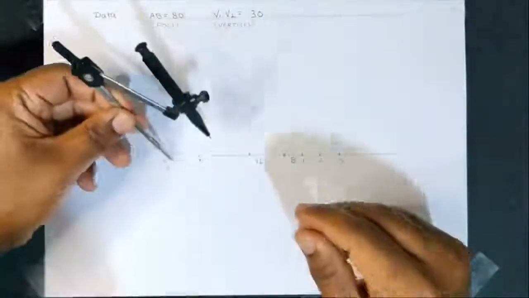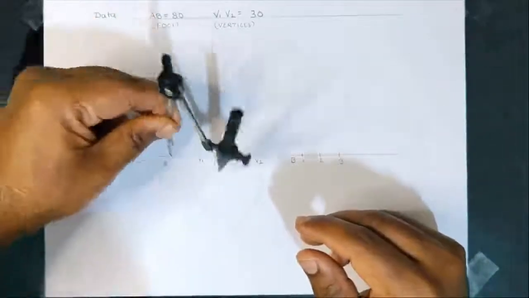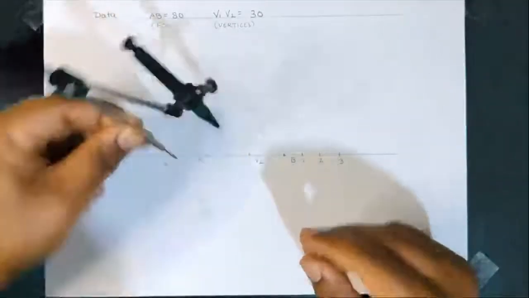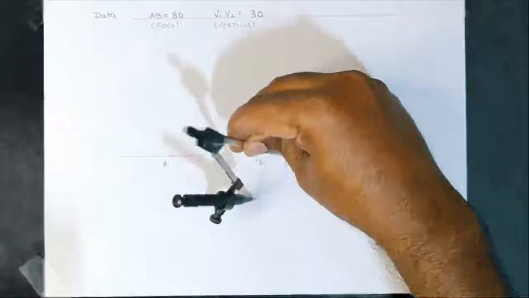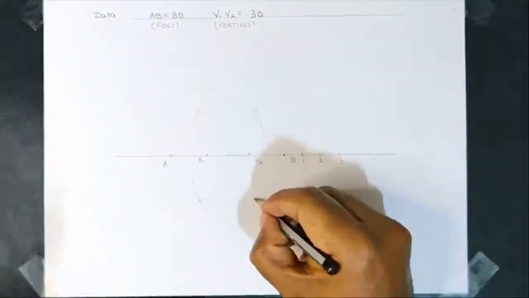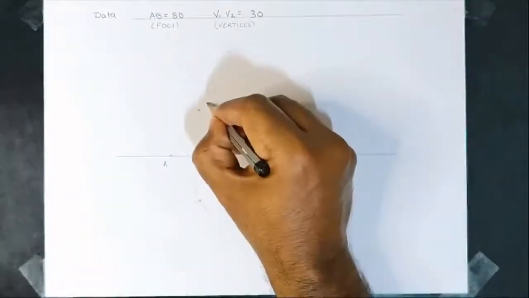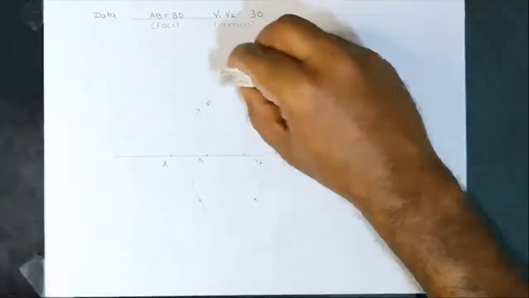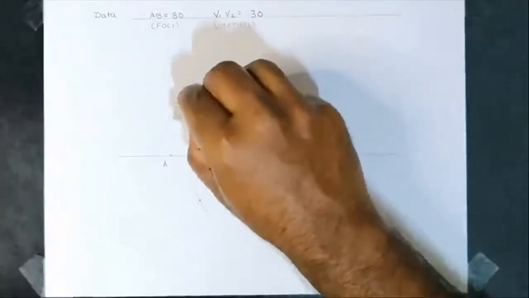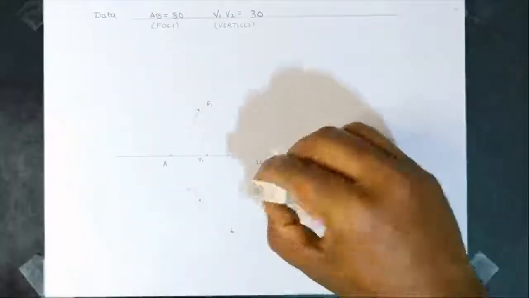I've taken the distance, kept it on A and found the intersecting arcs above and below V1 and V2 respectively. So I get 4 intersecting points that lie on the hyperbolic curve. I erase the unnecessary arcs and darken the points obtained.